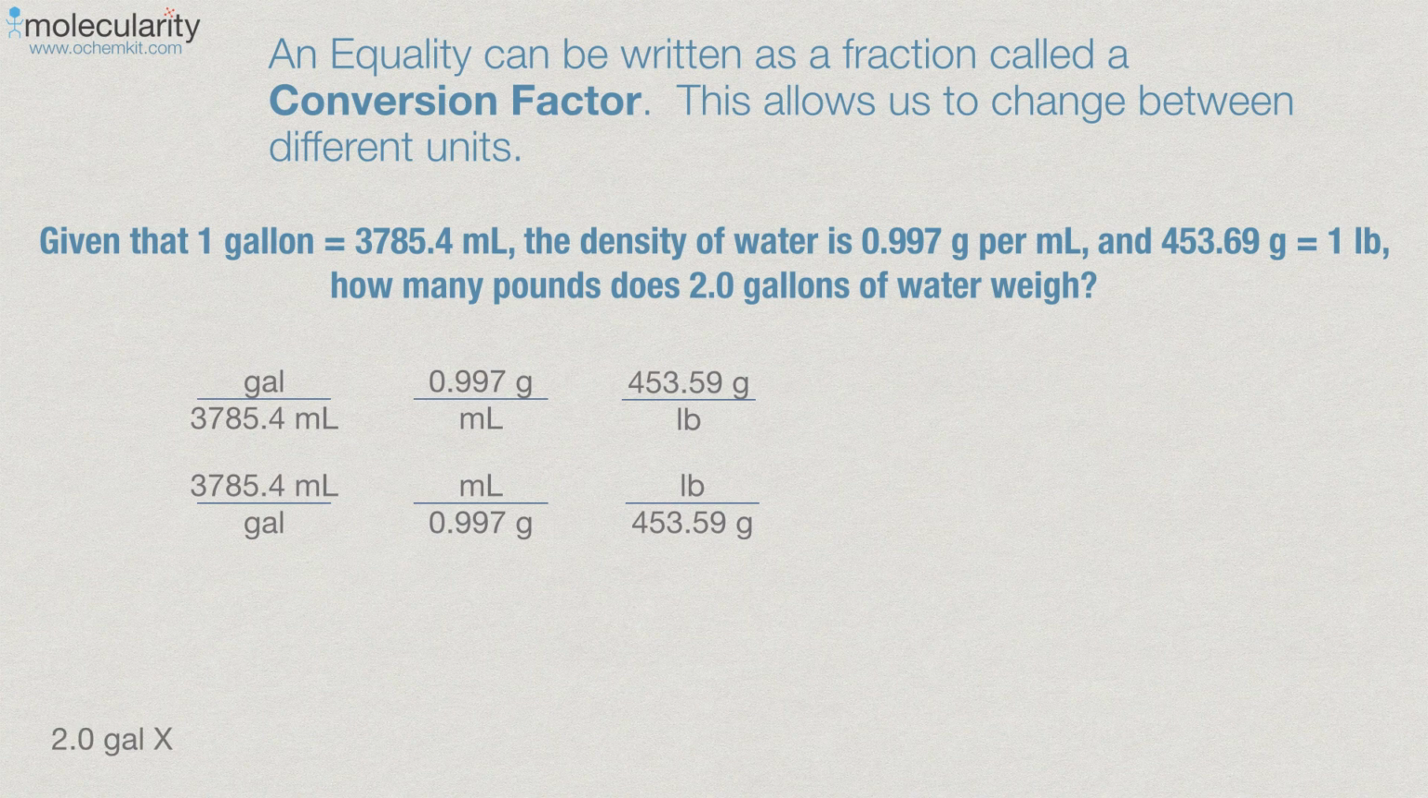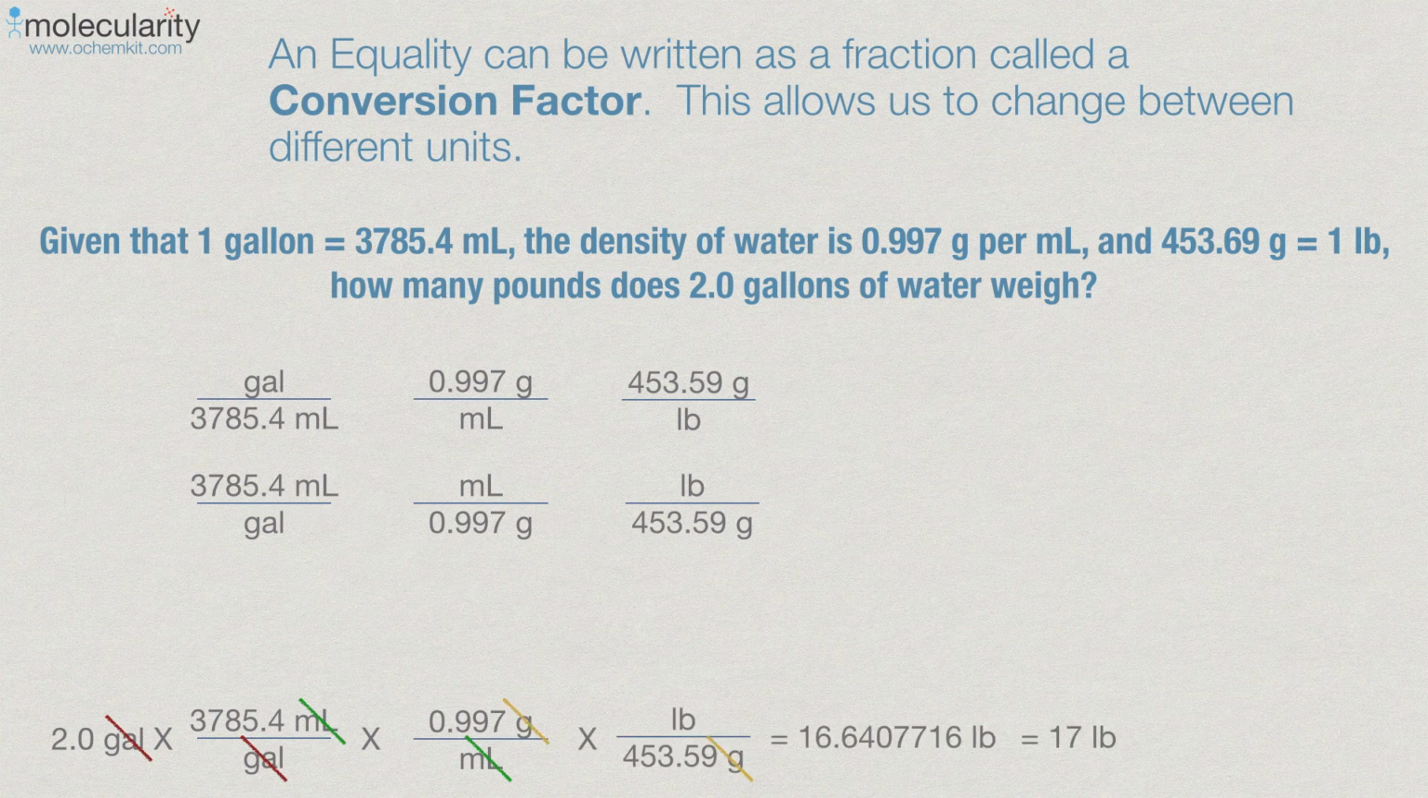We're changing gallons into pounds. Which conversion factor do we use first? There's only one that has units with gallons, so let's change gallons into milliliters. Note that gallons is on the bottom, so that the gallon units cancel out. Now we're in units of milliliters. Multiply by grams over milliliter, so that the milliliter units cancel out. We are now in units of grams. Finally, we multiply by pounds over grams, so that the grams cancel out. Now we know that 2.0 gallons of water weighs 17 pounds.